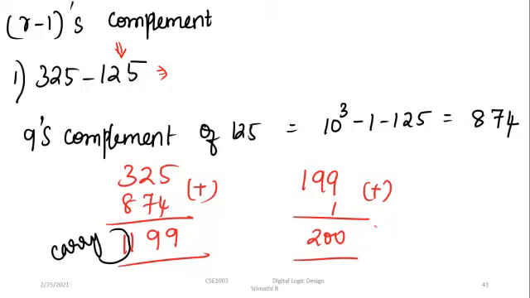If I have an end around carry, add the end around carry and keep it as the result. This will be the result. The actual answer for the r minus 1's complement, meaning the 9's complement, is this. If I have a carry, I need to add it to the result. This will be the answer.